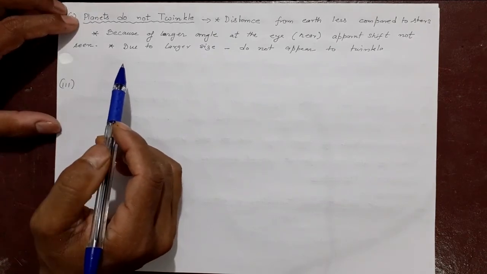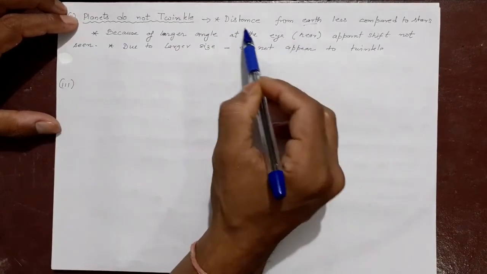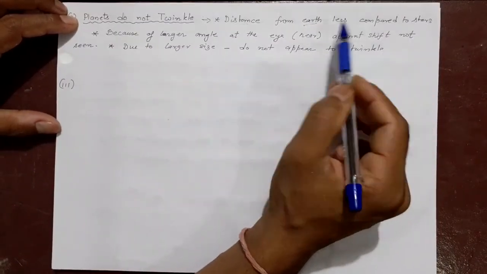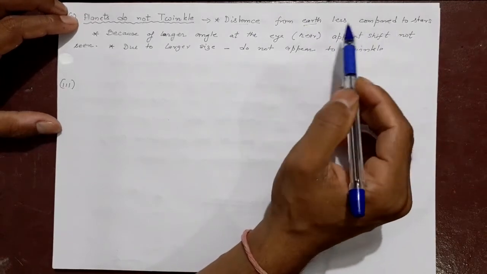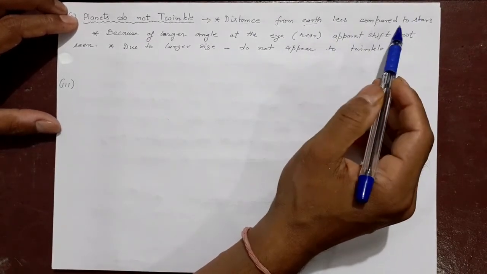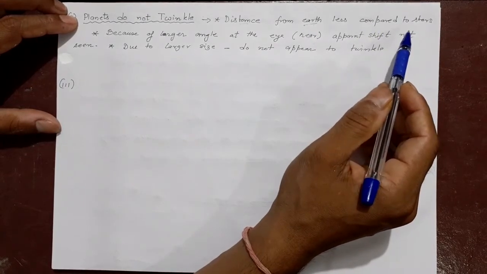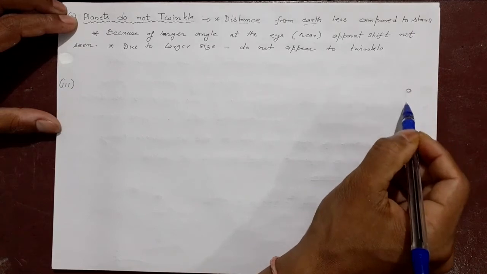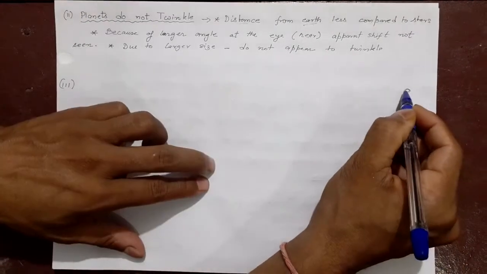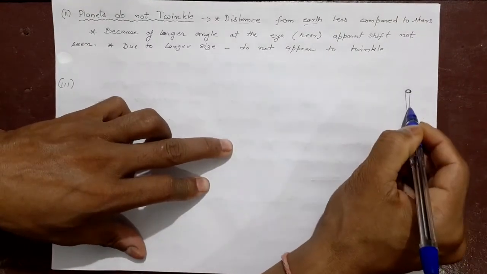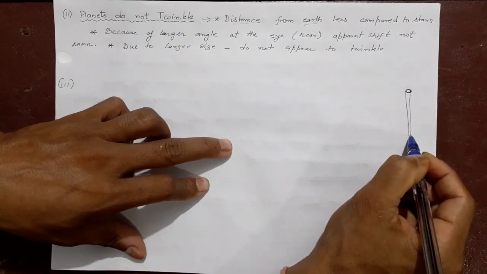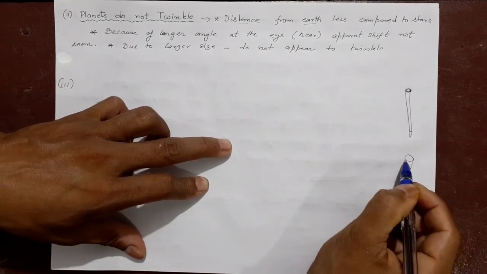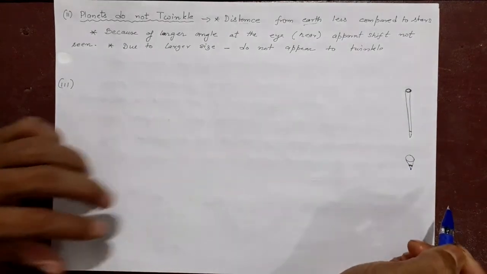Because when you compare the distance between the Earth and a planet with the distance between the Earth and a star, it is very much less. I don't mean that Earth and planets are near, but Earth and stars are very, very far. If it is very far, the angle made on the Earth will be very small. Can you see this angle? Very, very small. But if something is near, the angle made will be bigger. That is the difference.